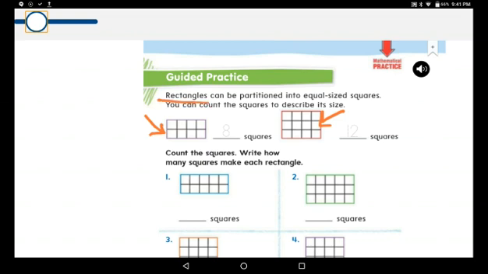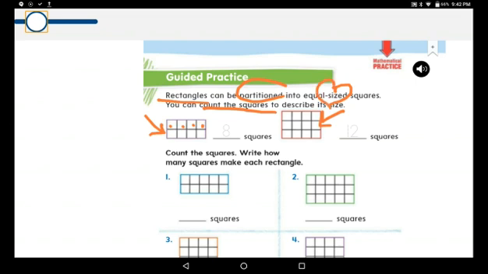Rectangles can be partitioned. What's the meaning of partitioned? Partitioned means separated or cut into equal sized squares. You can count the squares to describe its size. What does this mean? This purple rectangle is partitioned into squares. These are equal squares. Equal in what? Equal in size. The same size. All of them have the same size.